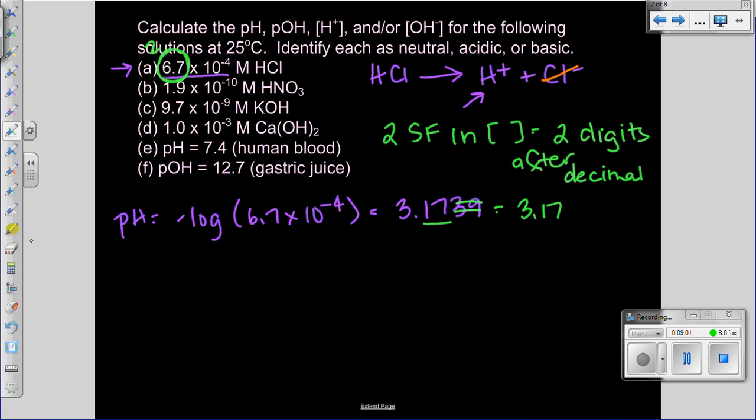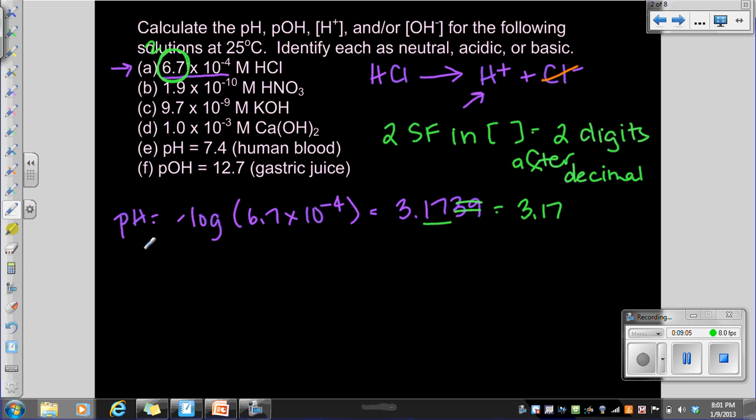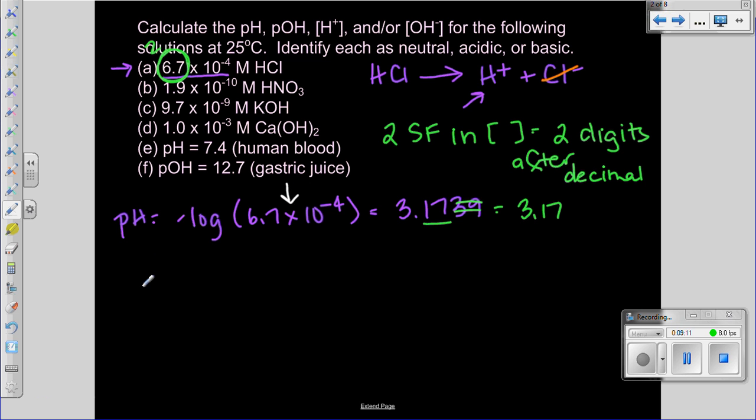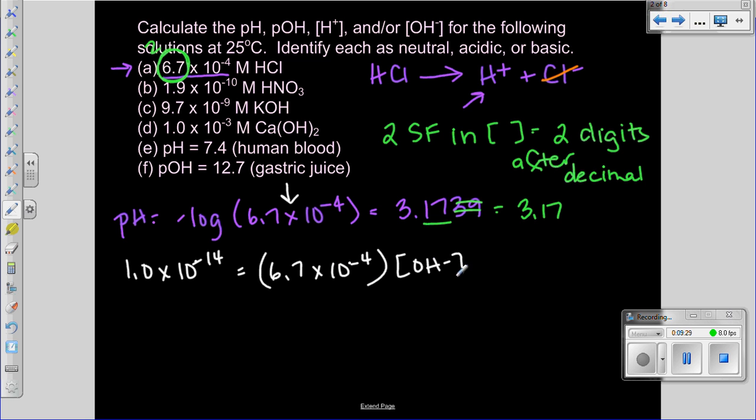We need to identify pOH. I can do this a whole bunch of different ways. We already know our H plus concentration, because that's what this is. So maybe I want to use Kw here. I'm going to say 1 times 10 to the negative 14th equals H plus concentration times hydroxide ion concentration.